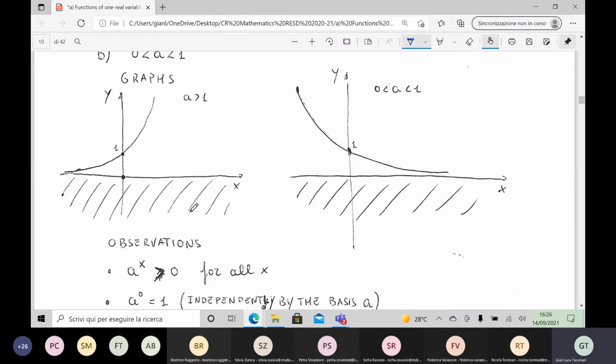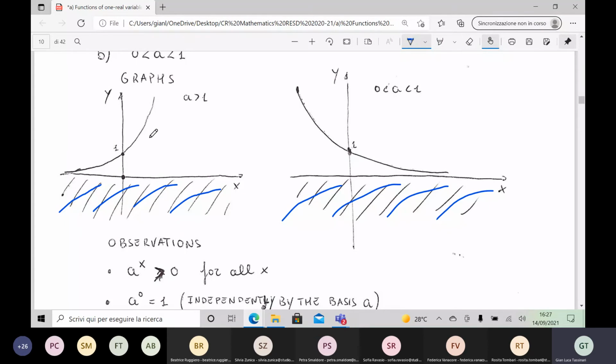Observation. This is true for all types of exponential function. a to the power x is strictly positive for all values of x. The basis is positive, guys. Whenever you give to the basis a real number, what you get is still a positive real number. So all exponential functions have a graph lying above the horizontal axis, and this occurs independently of the basis. So when you have an exponential function, you can already cancel everything below the horizontal axis, because the graph will always lie above it.